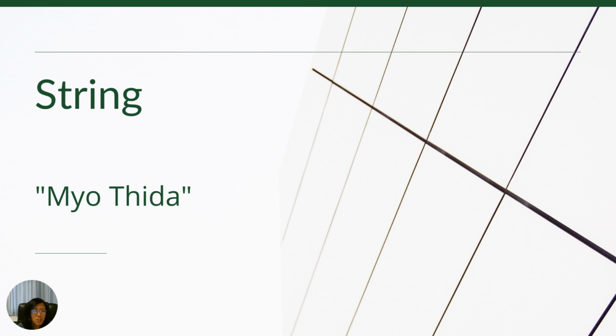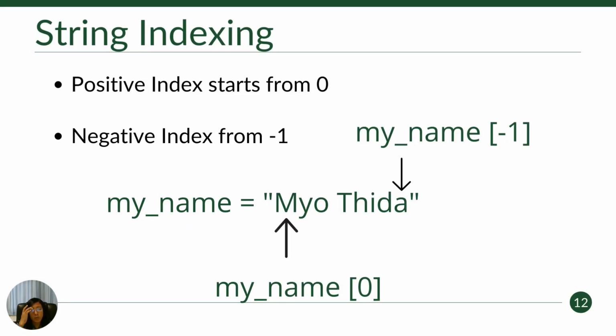In the string, later you will learn the compound data type, but now let's focus on string. Either in compound data type or string, we want to access the element from this particular string, from compound text. This is called indexing. If you talk about the indexing, there are 2 types: positive indexing and negative indexing. Positive indexing starts from 0. So if you look at my variable, my name, my name is a variable. Then I put the string value inside my name.